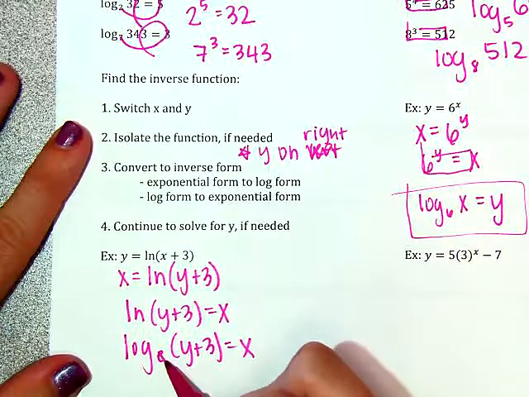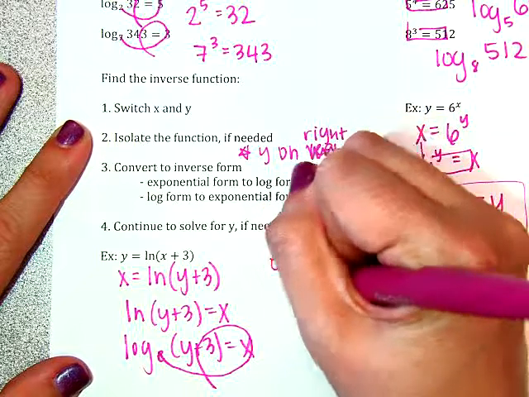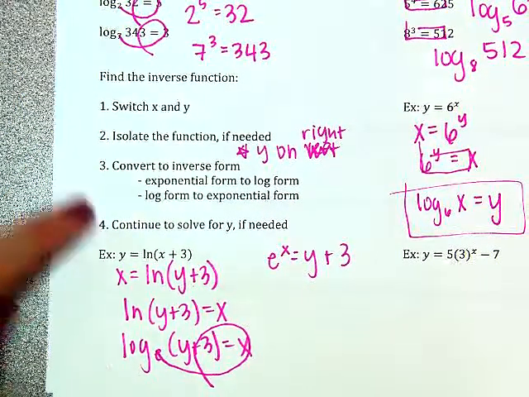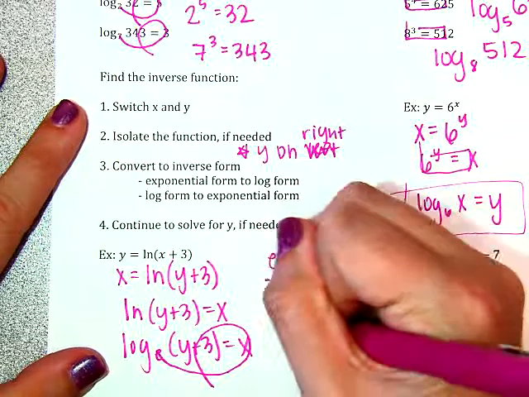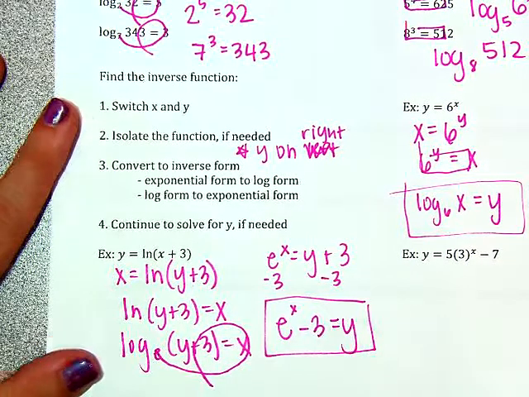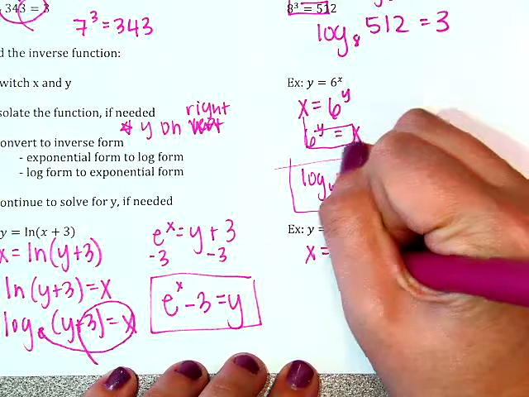But now I can do the swirly. e to the power of x equals y plus 3. And then now we're going to do the fourth step. Get the y by itself. Subtract 3 over. So e to the power of x minus 3 equals y. I think 2 more of these. Switch the x and y.